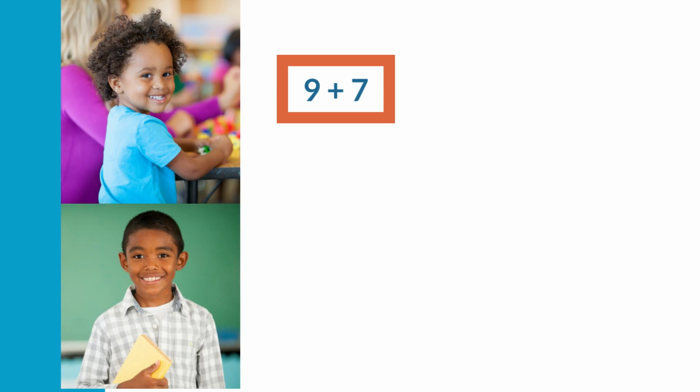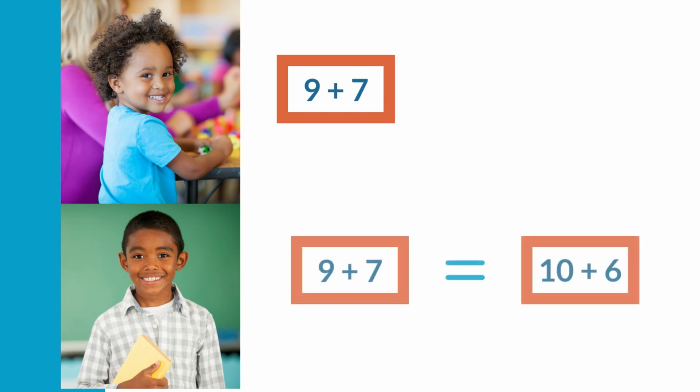A first grader who has a more developed number sense may use a make 10 strategy using the understanding of equivalence. 9 plus 7 equals 10 plus 6. They too will likely need a concrete or representational model.